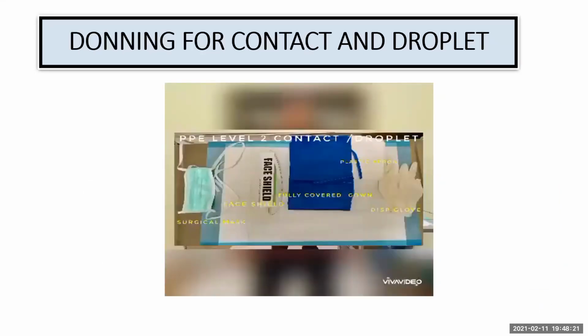So this is a video of how you don PPE level 2 contact and droplets. Basically, the first step is putting on a surgical mask. Number 2, full gown. Number 3, wear an apron. Number 4, face shield, and lastly, you wear gloves.